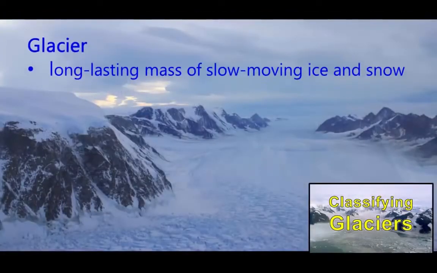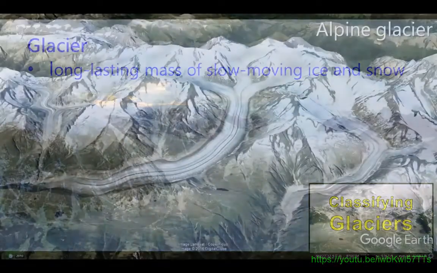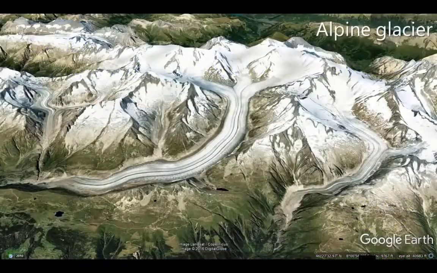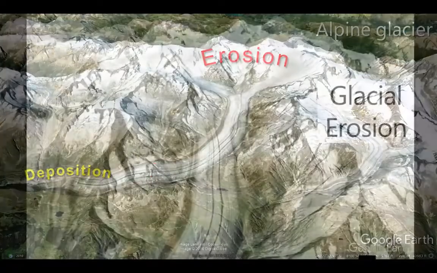A glacier is a long-lasting mass of slow-moving ice and snow. See our Classifying Glaciers video for more about the different types of glaciers. Just like streams, moving ice can be an agent for erosion and deposition. And just like streams, glaciers erode material from near their source, transport rock and sediment downslope, and deposit much of that material where they end.